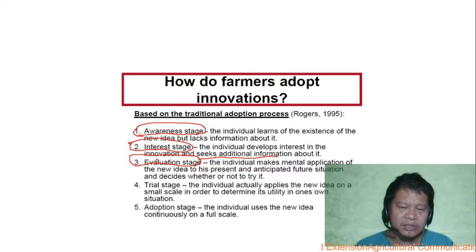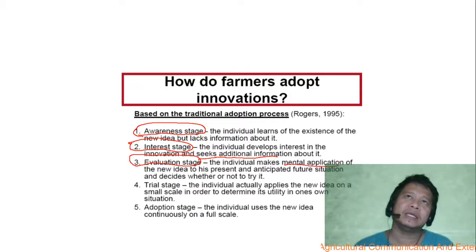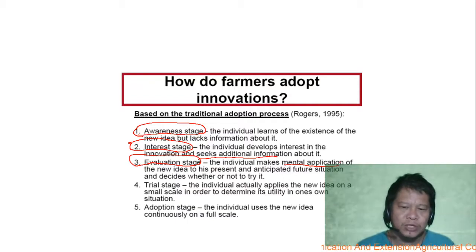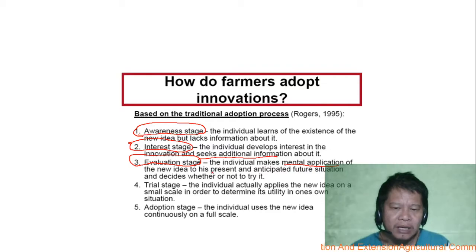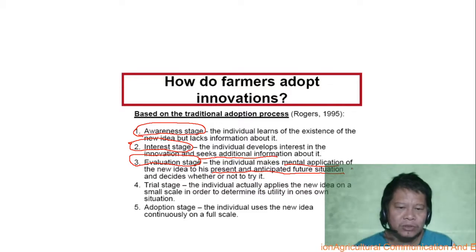So during the evaluation stage, the individual makes mental applications of the new idea. Mental application comes first. If I try it, will it be good or not? So he weighs it: it seems good, or it seems not. The individual makes mental applications of the new idea to his present and anticipated future. If this is my situation now, and then I use this technology, this practice or innovation, what will happen? What will be the effect on me? So try to evaluate the present and anticipated future situation and decide whether or not to try it.